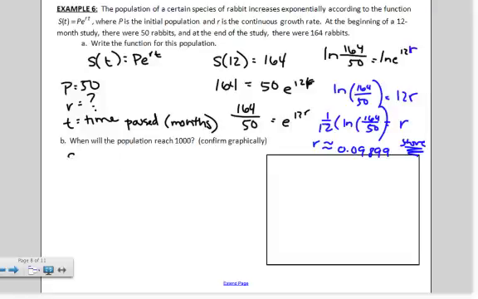I'm going to write it right in here. S of t equals 50 e to the 0.099 t. Now that's our function that we would use. So that's the answer to part A.